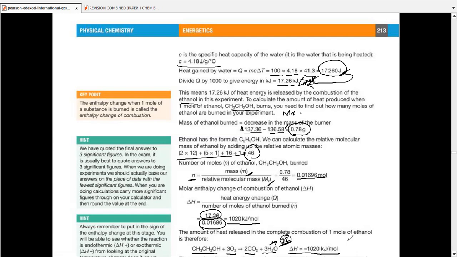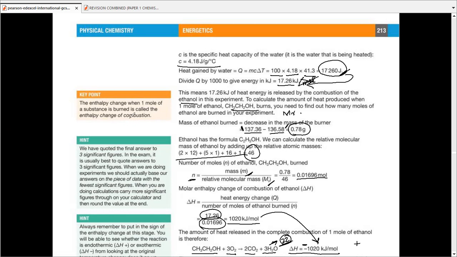As the heat was given out, it increased the temperature of water. We are to make sure that we put a negative sign before we write these numbers. This 1020 kilojoule per mole, delta H is equal to negative of it. Why? This was an exothermic reaction. Why? Because the temperature of water went up and not down. If the temperature of water went down, we are supposed to use a positive sign before these numbers. Make sense? Yes. Good, good, great.